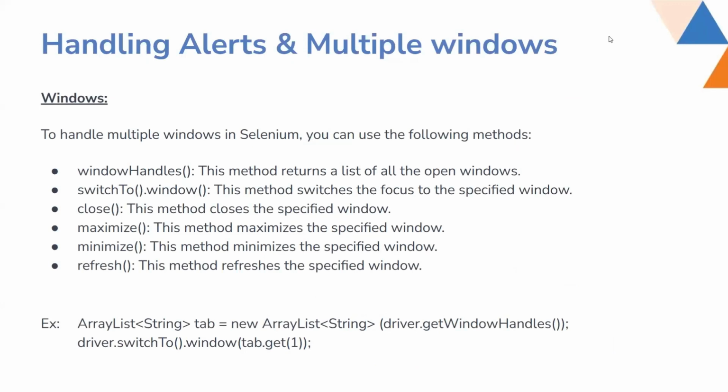You can check out my example: I have created one ArrayList of String type named tab, and I'm writing the command driver.getWindowHandles(). It will return the list of all open windows. And to switch to the child window, you have to use driver.switchTo().window(), and in that you can just give the index.